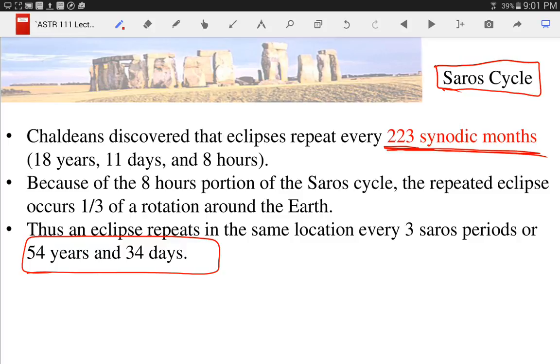Why do we have this cycle? Because the eclipses occur based on the geometry of the moon's orbit around the Earth and the Earth's orbit around the sun. And so based on the periods of those two, you get this Saros cycle. And it has to be exact synodic months because it can only occur when the moon is crossing the ecliptic. Hence it has to be whole months.